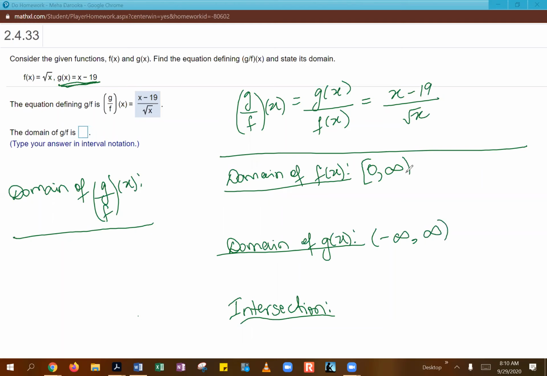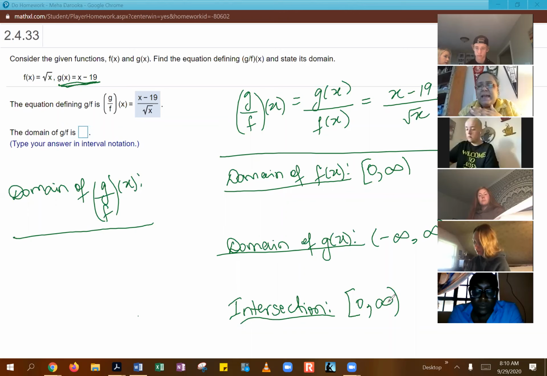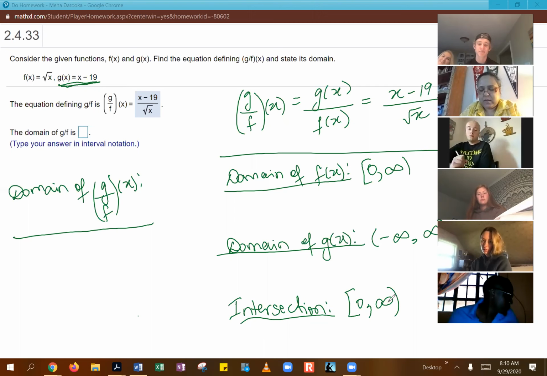So now if you think about the intersection between those two domains, of course, the intersection would be starting at 0 and going to infinity. So the idea is whatever we are seeing in the intersection, can we use the same values in the domain for our g divided by f function or g over f function? Or do we need to modify it? Wouldn't we modify it? Okay, so what would you do for that, Teddy?